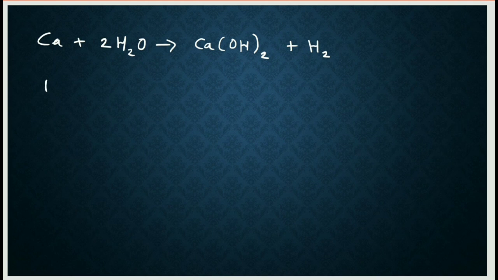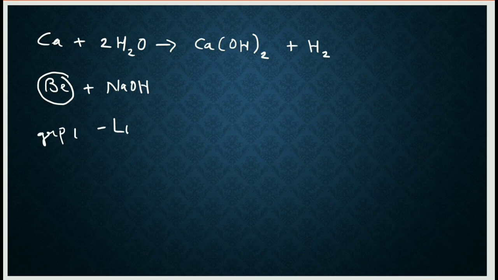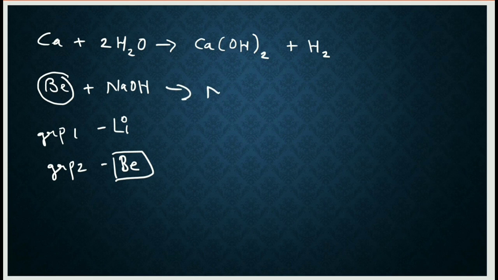And the next one is beryllium plus NaOH. One more thing: beryllium is an exceptional case among the alkaline earth metals, like lithium. In group 1, lithium was an exceptional case. In group 2, beryllium is an exceptional case. In many properties, beryllium stands out. Beryllium has anomalous properties. So here beryllium plus sodium hydroxide will give Na2[Be(OH)4] plus H2.